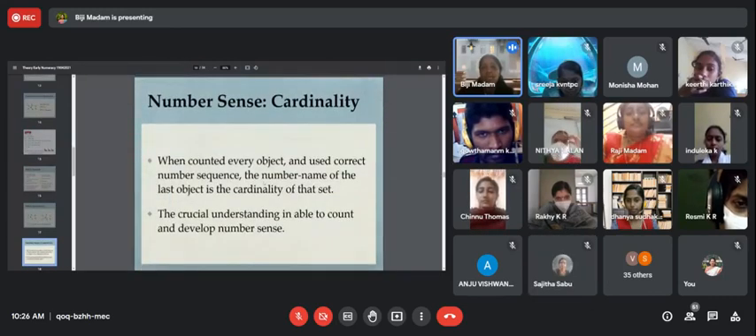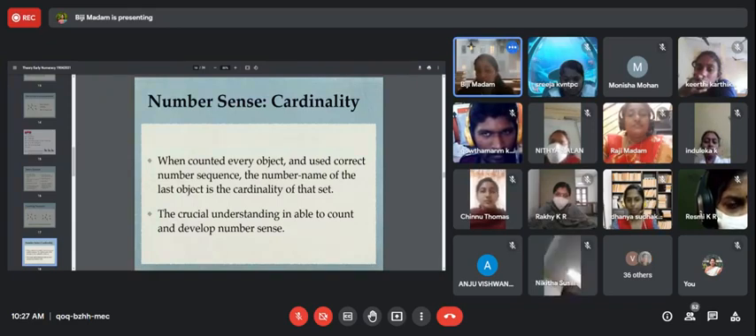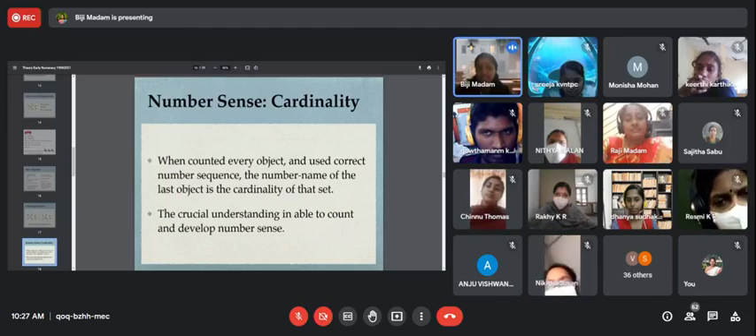Now what is cardinality? Number sense. That is when the child has counted every object and used the correct number sequence. Then the last number found is not the name of that object, but it is the cardinality of the whole set. That concept the child should understand, as in the case of Tuba.